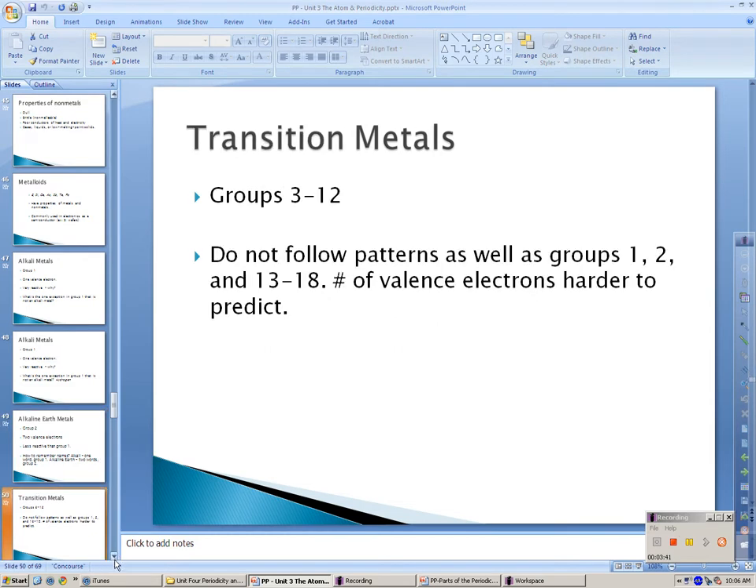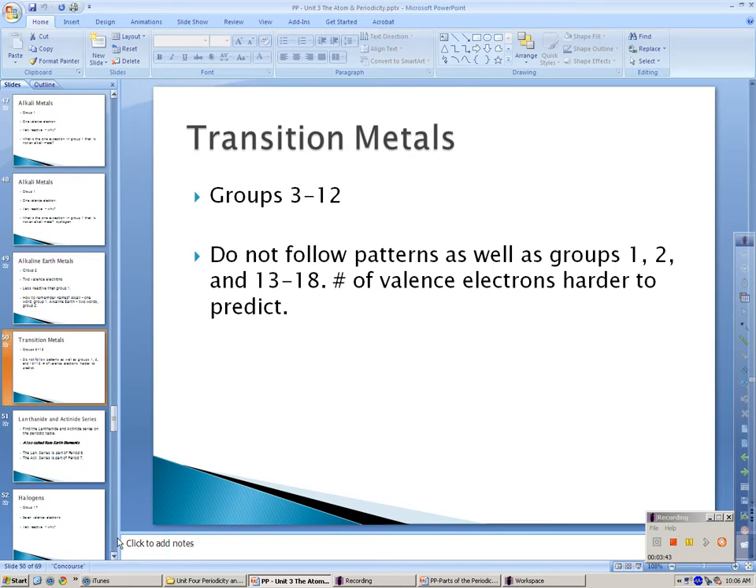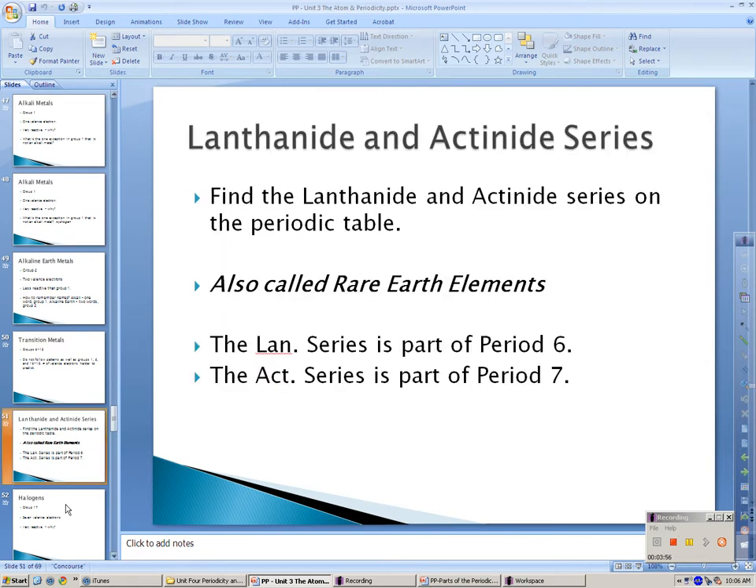Transition metals, groups 3 through 12, they don't follow patterns very well, so we don't usually talk about them. They're a little bit hard to predict. Then you have the lanthanide and actinide series. They're called rare earth elements. They're the ones that are down at the bottom that start with La and Ac, in case you couldn't tell.